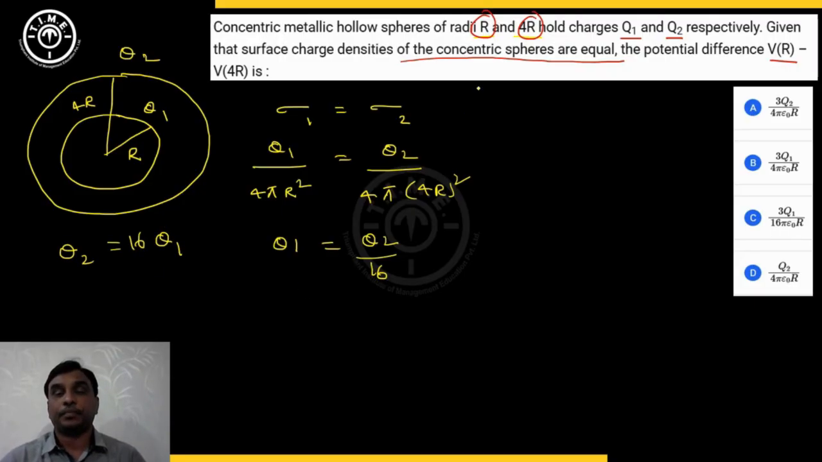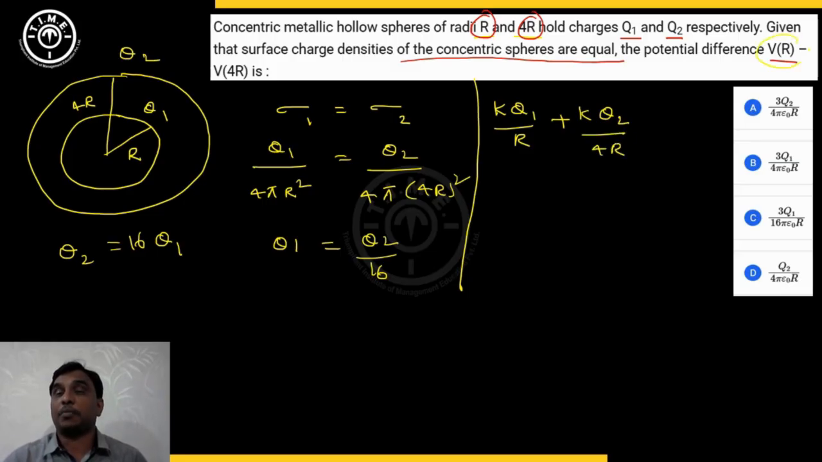Now what is the potential Vr? There is potential due to its own charge and due to the outer sphere also. Let me write that: kq1/r + kq2/4r. This is the potential Vr, the potential of the inner sphere, minus the potential of the outer sphere, kq1 at what distance?